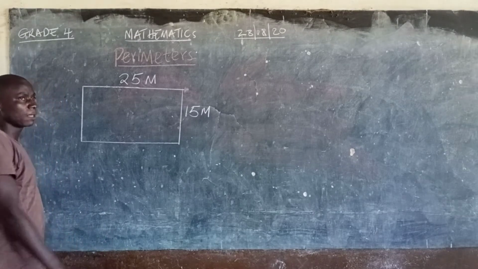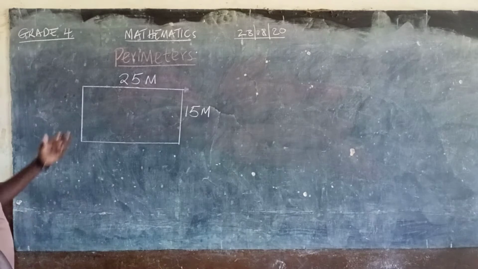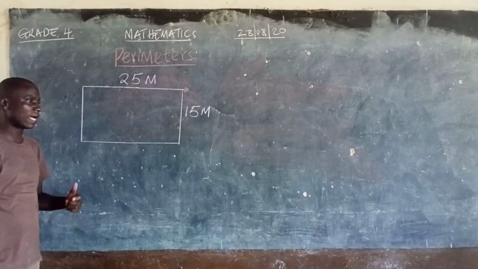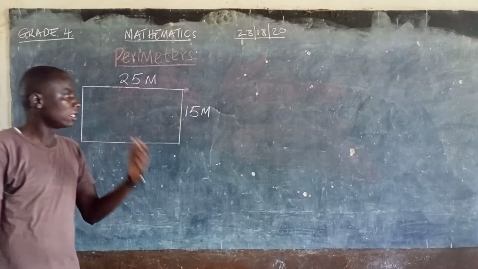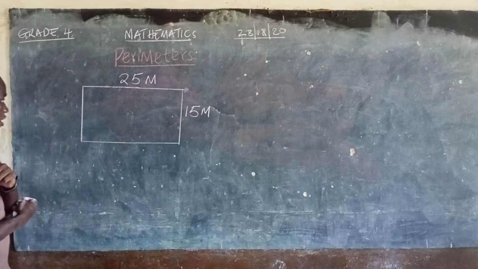So you want to get the perimeter of this figure. How do you work out the perimeter of this figure? At this point, I want you to stick to the example I'm giving on the blackboard, and then as you move on, you're going to develop something easier for you as you move on to class 4.